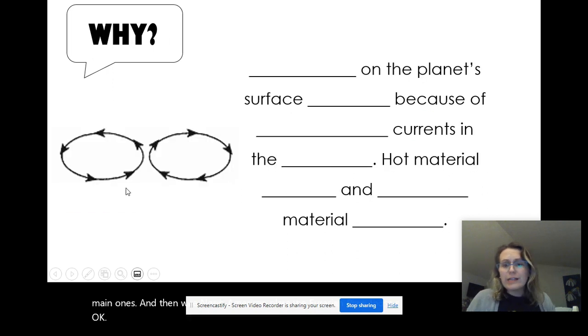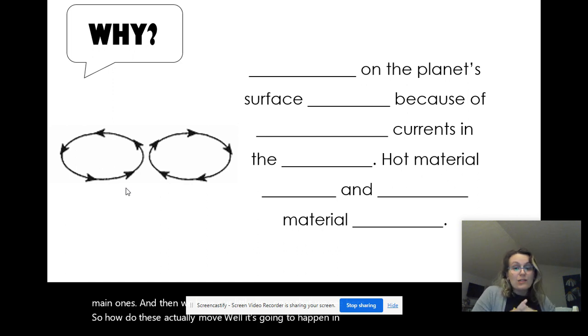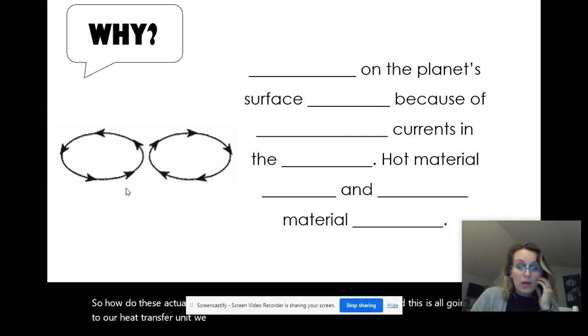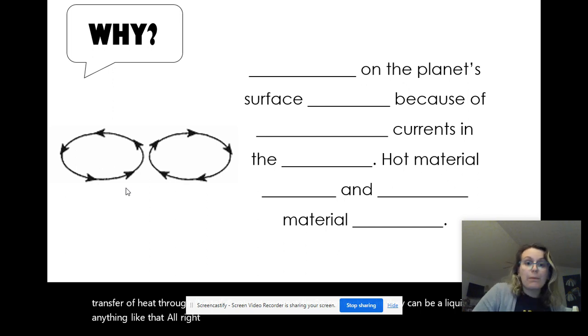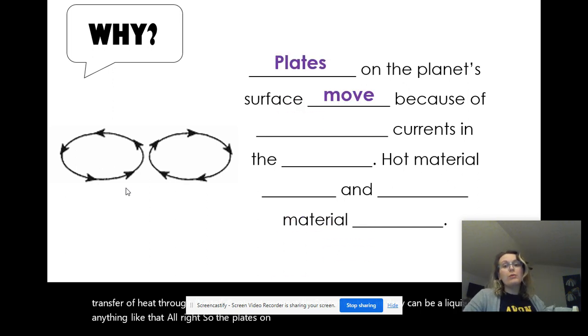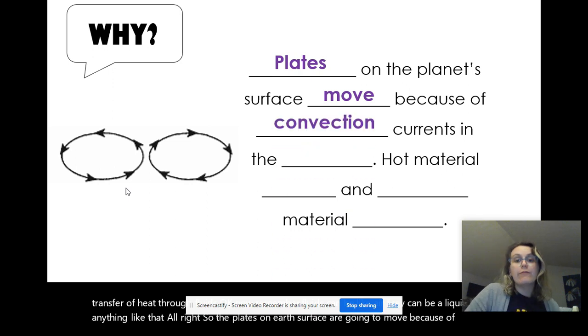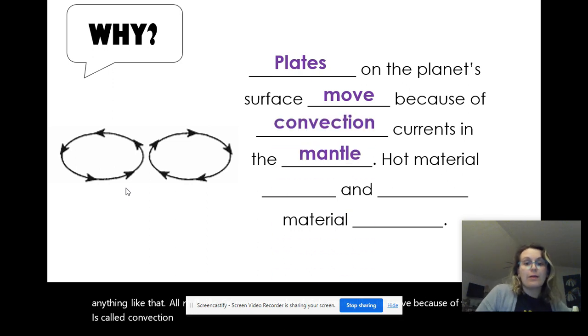Okay. So, how do these actually move? Well, it's going to happen in the mantle. And this is all going back to our heat transfer unit. We talked about convection. So, convection is where we have the transfer of heat through fluids. Okay. Now, remember, fluids can be like air, they can be a liquid, anything like that.